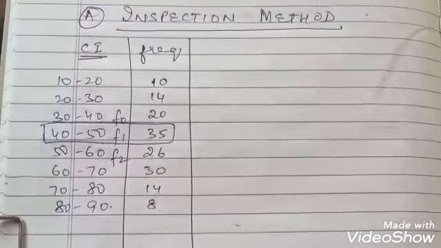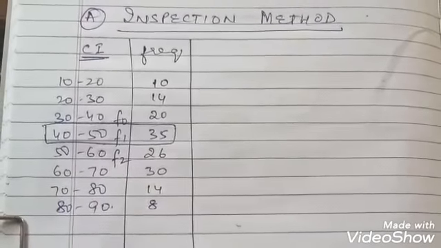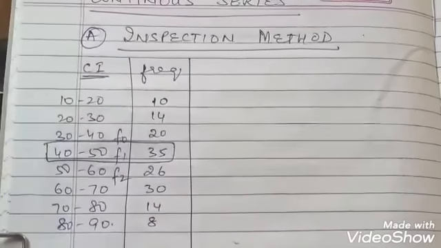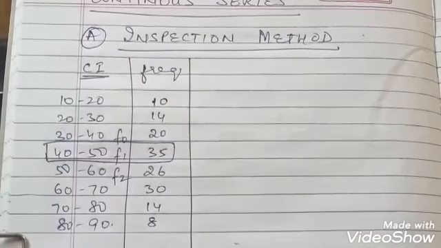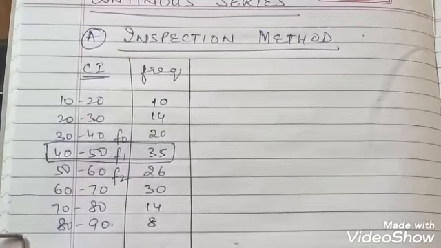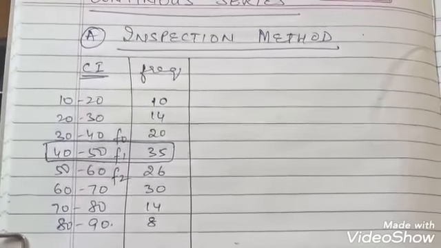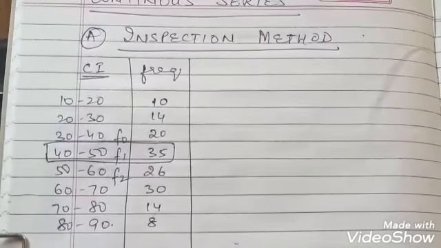Good afternoon, children. Let us understand now how to calculate mode in case of continuous series. Right? Now there are two methods as already discussed. There is inspection method or observation method, and the second is grouping table method.